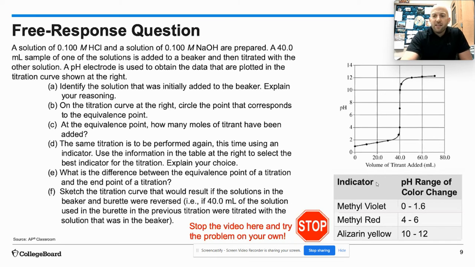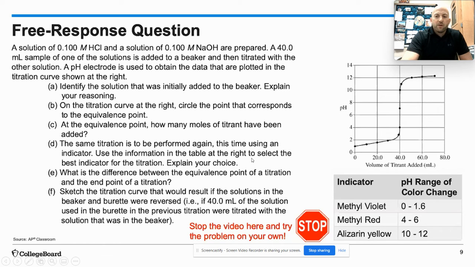You can tell that we're starting off with our pH being low, so it looks like we were adding the sodium hydroxide as we went. Identify the solution that was initially added to the beaker. Oops, I just answered that. Explain your reasoning. So we start off, the beaker is full of hydrochloric acid, and then it was titrated with sodium hydroxide.